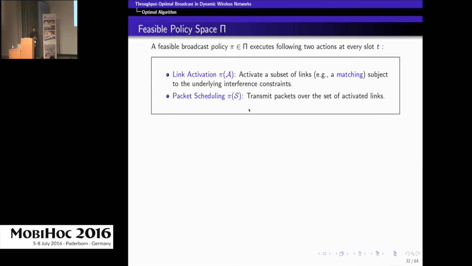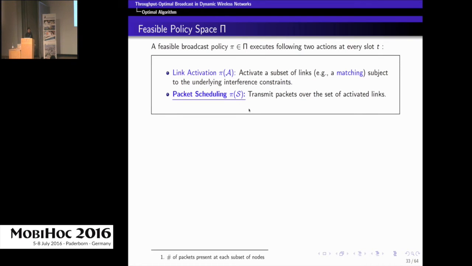Before I describe my algorithm, let's consider the feasible policy space. What is my policy supposed to do? My policy does 2 things at a given slot, repeatedly. The first is link activation: it activates a subset of feasible links, for example a matching, subject to the underlying interference constraint. Once you have activated a set of feasible links, you schedule packets over the activated links. Now I'll consider this packet scheduling component in detail.